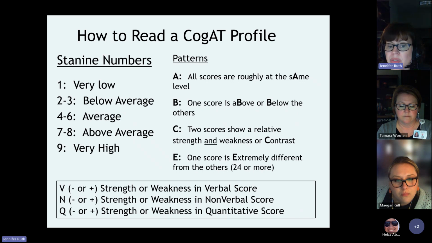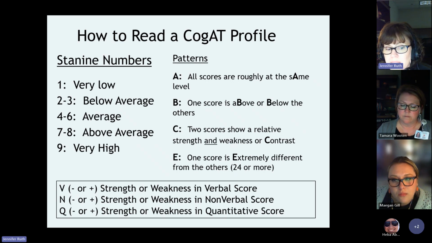A student who's a pattern C has 2 scores that show a relative strength and a weakness. So they have a contrast in their scores. And then again, it will tell you out to the side which one is their strength and which one is their weakness. So that positive or that strength number will tell you how they learn best, and the negative or the weakness will tell you how they don't learn best.